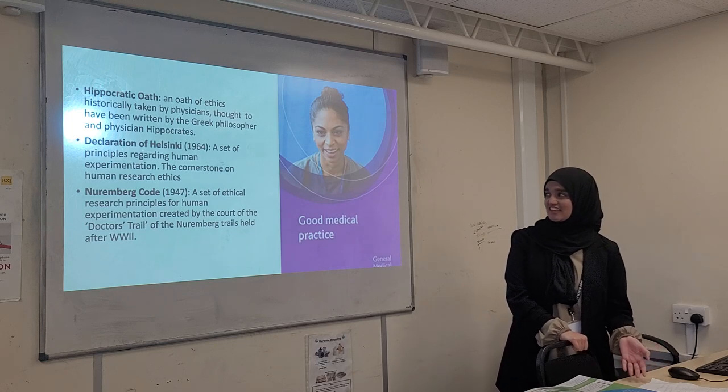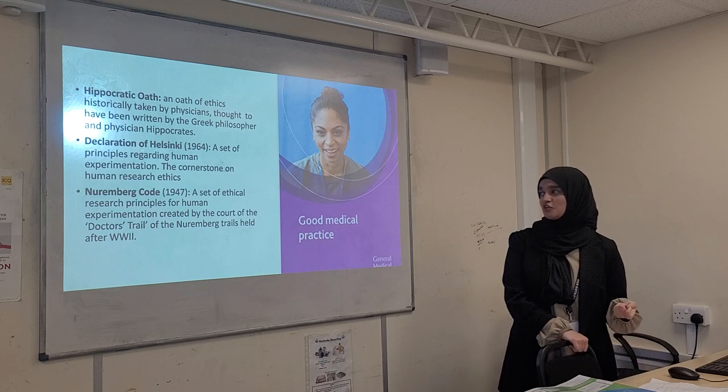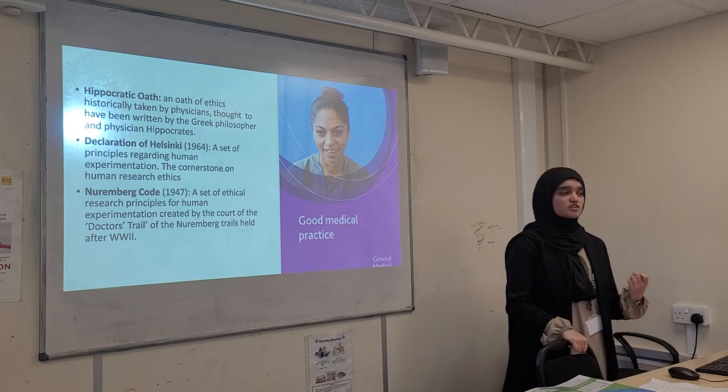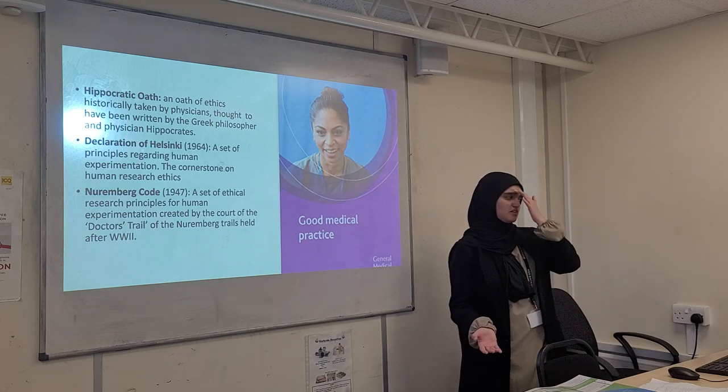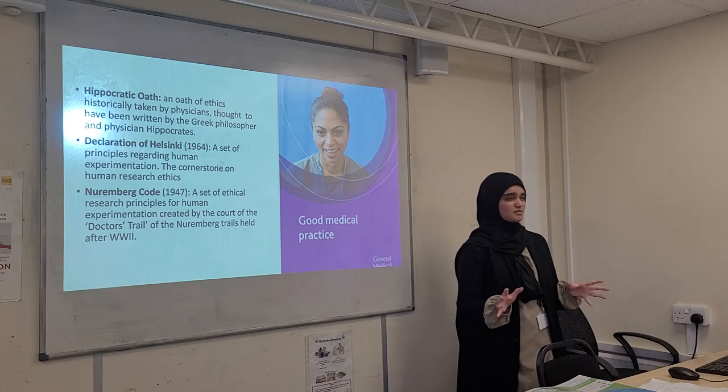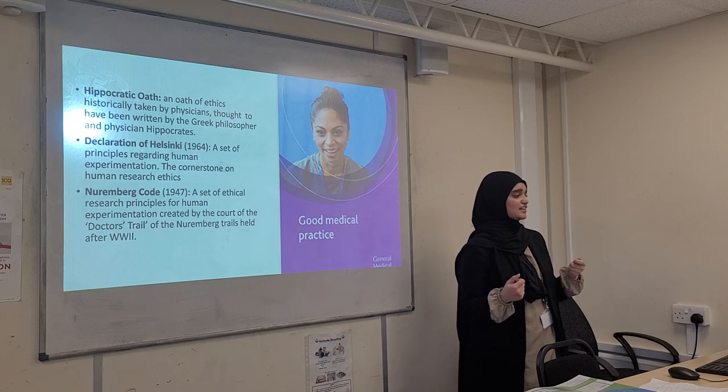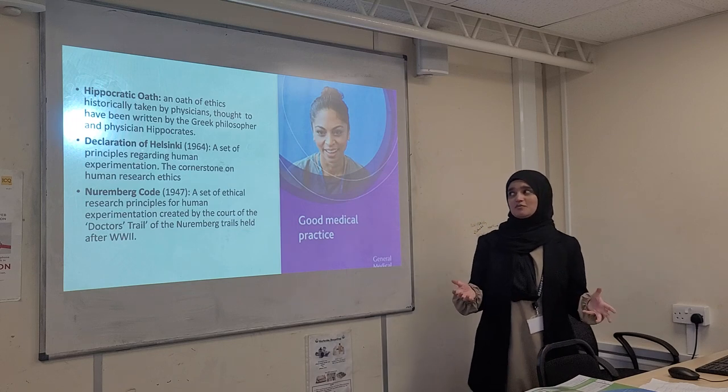Next is the Declaration of Helsinki, which was a set of principles regarding human rights in experimentation. This was after all those messed up experiments in the 60s and 70s, like the Stanford experiment. A lot of messed up things were happening in the 60s and 70s, so this was kind of to say, guys, we should do this.